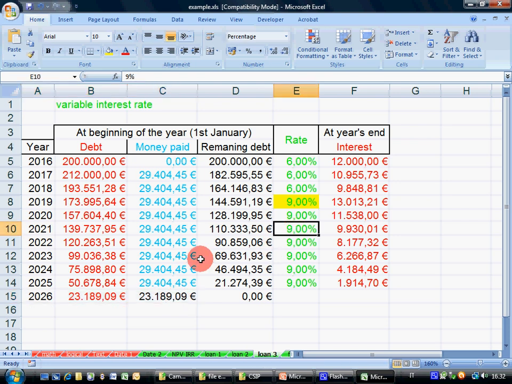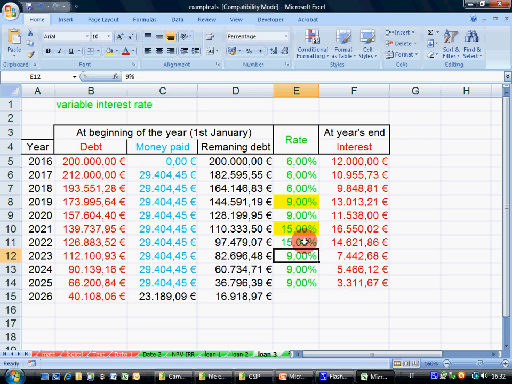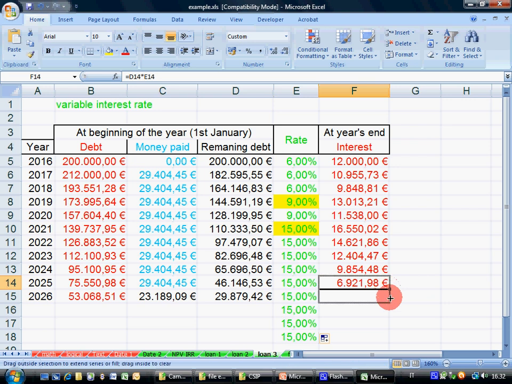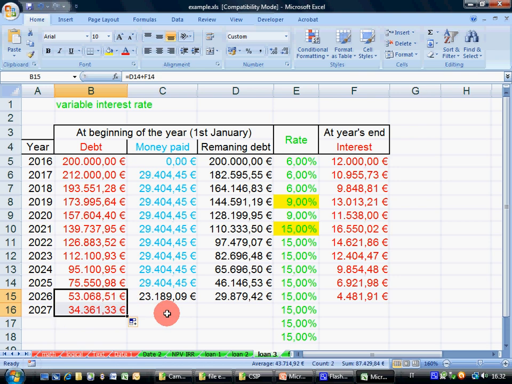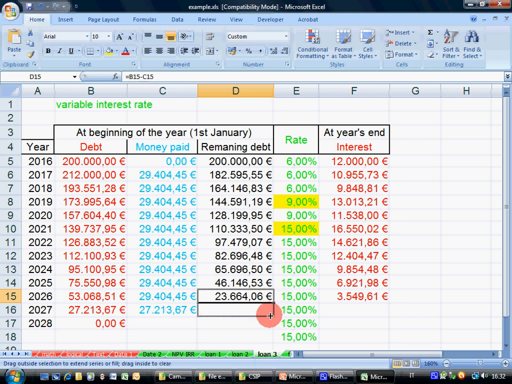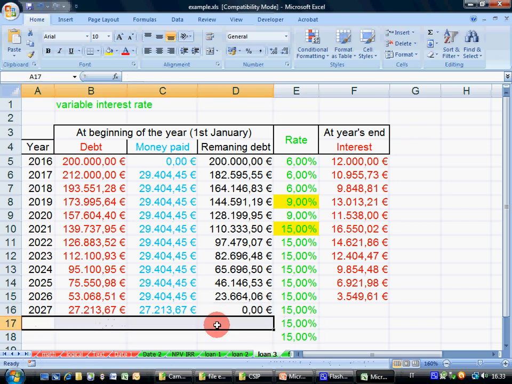Suppose that here, again, the economic conditions get even worse, 15%, a high inflation. So the bank supposes that 15% will be the rate for all the other years. And let's see what happens. Okay, you have to add, unfortunately, another year, so 2027. And I think also another one, 2028. Okay, you always pay the same amount of money. Okay, here you pay 27,213.67, and your debt is over. Okay, so 2028 is not necessary.